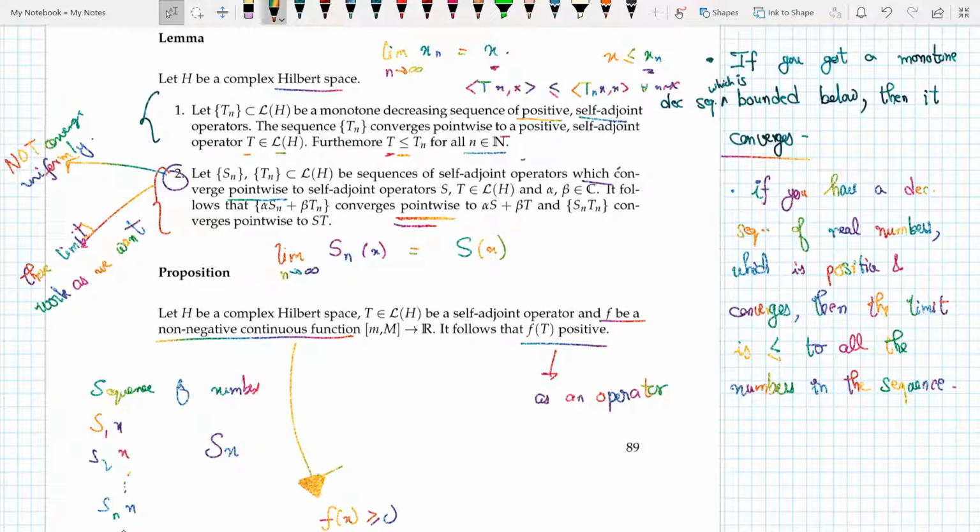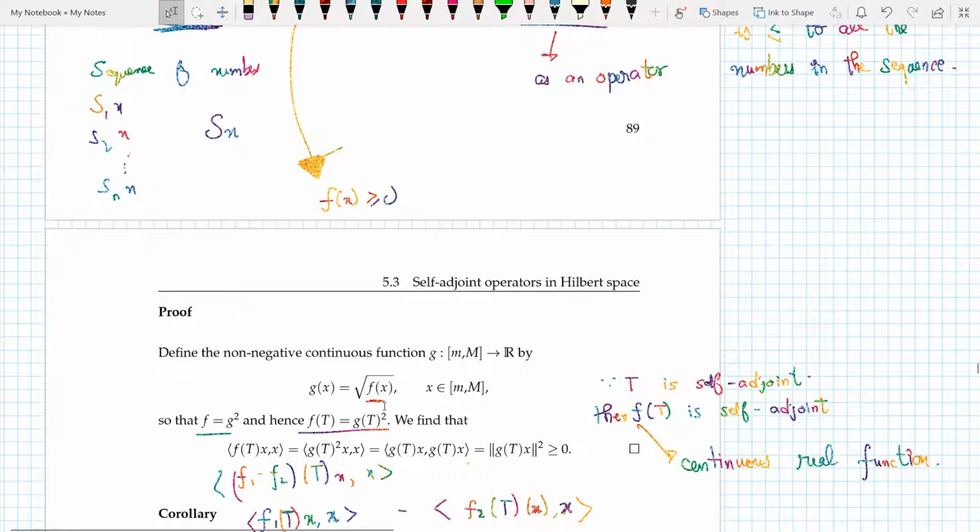So if Sn and Tn converge pointwise to self-adjoint operators S and T, and alpha and beta belong to the set of complex numbers, it follows that alpha Sn plus beta Tn converges pointwise to alpha S plus beta T, and SnTn converges pointwise to ST. So this is just the lemma, and it's showing that these operators converge pointwise. Now the next thing that we're going to see is this proposition: let H be a complex Hilbert space, let T be a self-adjoint operator, and f be a non-negative continuous function. Non-negative is important. It follows that f(T) is positive.